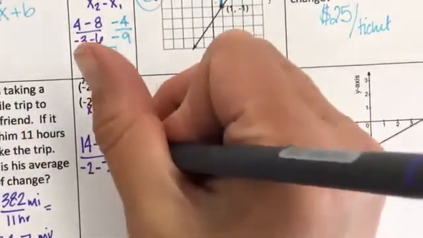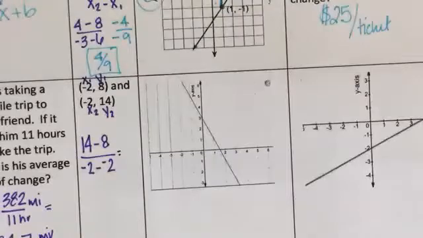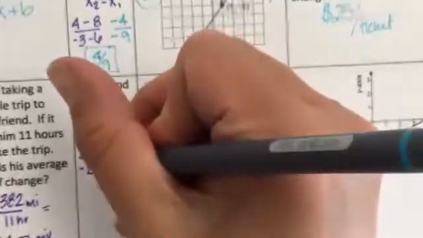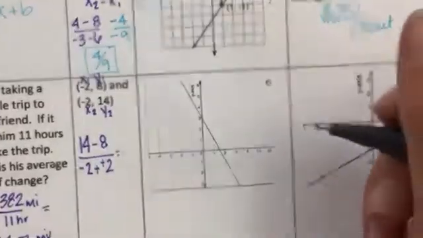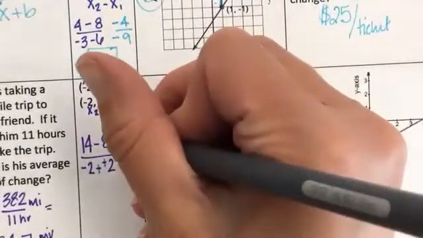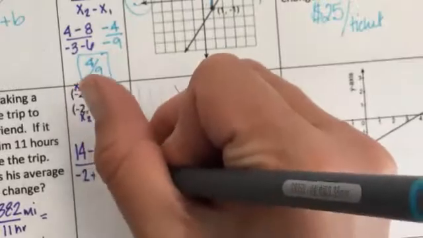So you have to be careful. Make sure that you follow your rules for addition and subtraction here. This actually becomes adding a positive. So 14 minus 8 is 6. -2 plus 2 is 0.